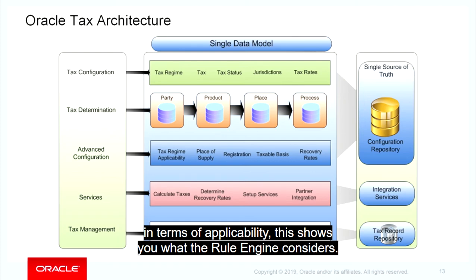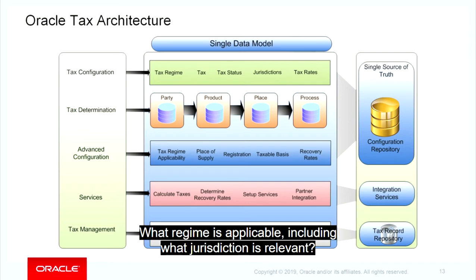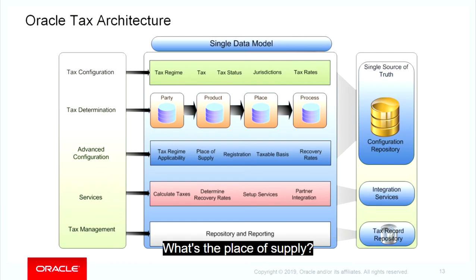this shows you what the rule engine considers. So every time there's a call in the event for my invoice, my purchase invoice, then the system will assess these rules. What regime is applicable, including what jurisdiction is relevant, what's the place of supply.